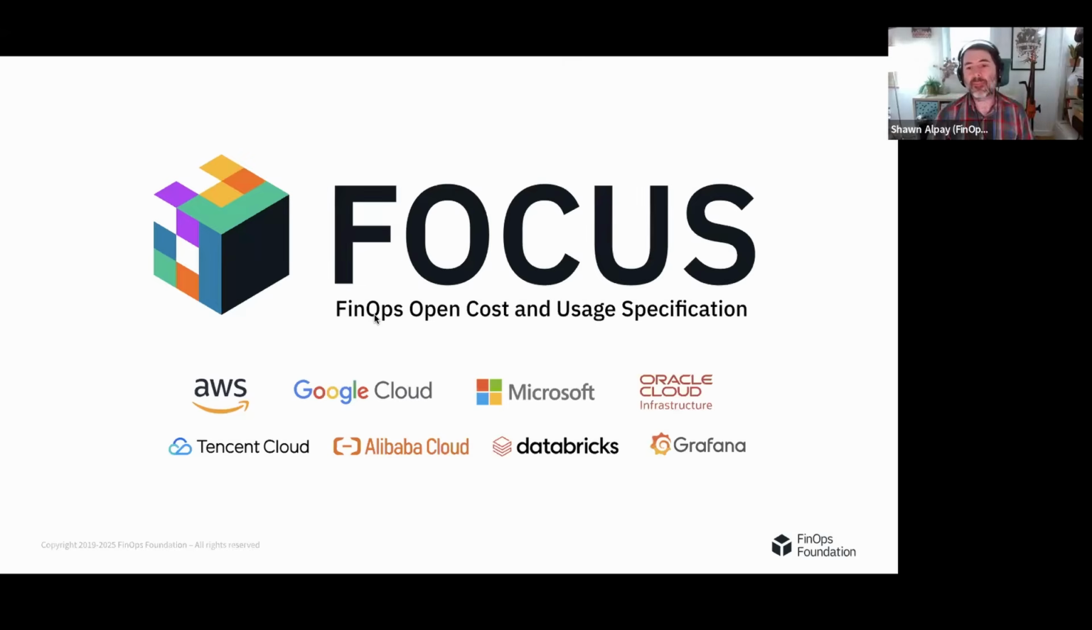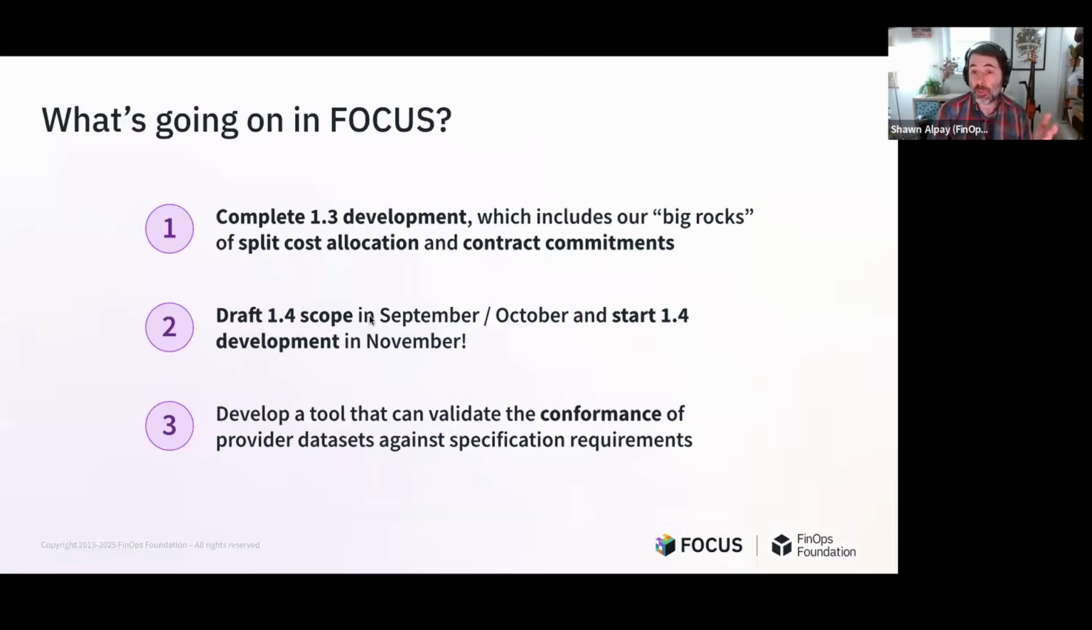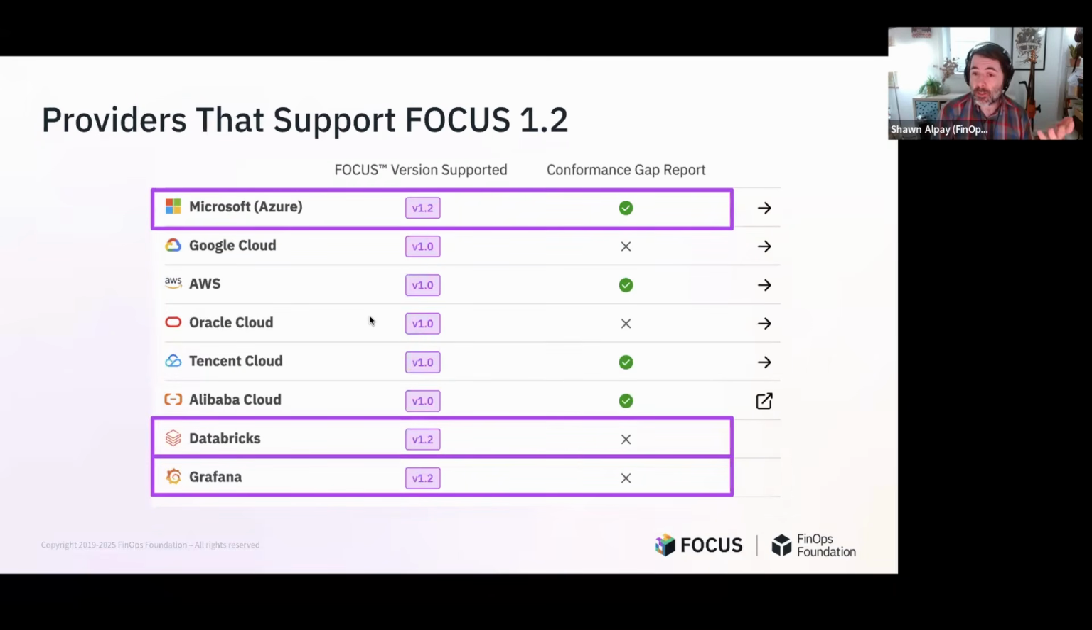Hi there. I'm Sean Alpay. I'm the chair of the FOCUS working group. And just as a quick reminder, FOCUS is the FinOps Open Cost and Usage Specification. It's a common billing format across providers. What you see here on the screen are the current providers of the FOCUS specification. They generate data in the FOCUS format. You can see here the difference between 1.0, 1.2, and the conformance gap report. This is all available on the website, focus.finops.org. So if you go there and you click Get Started, you can see this graph and you can click those arrows.